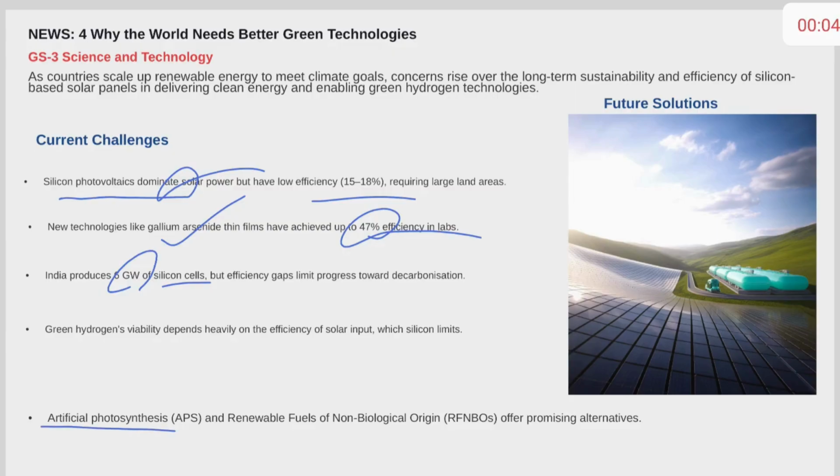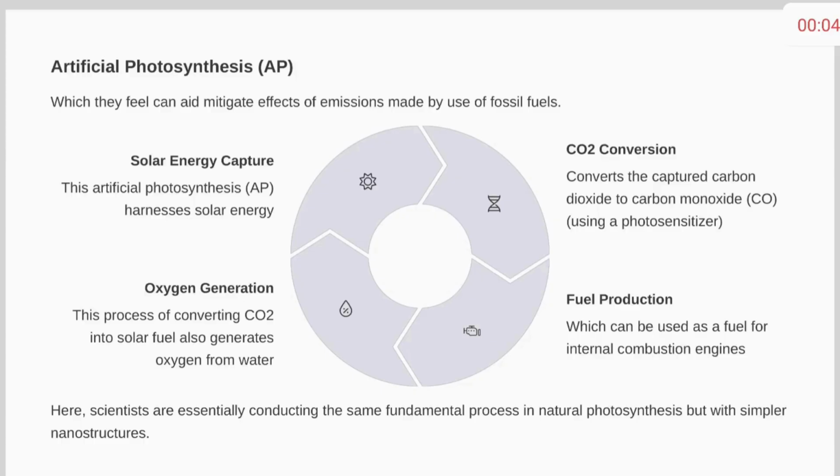Artificial photosynthesis and renewable fuels of non-biological origin offer promising alternatives. Artificial photosynthesis can aid in mitigating the emissions caused by the use of fossil fuels.